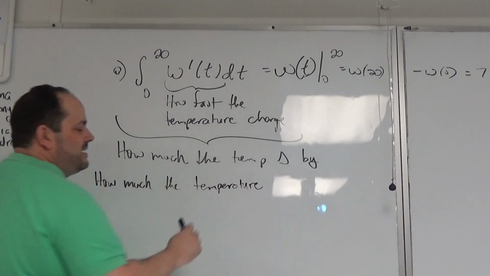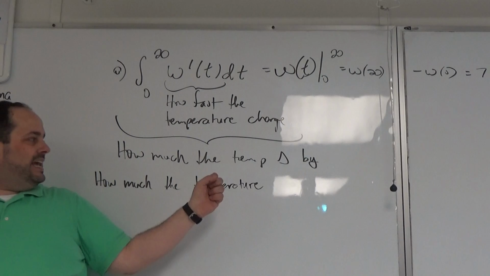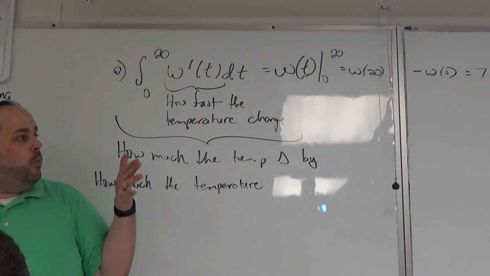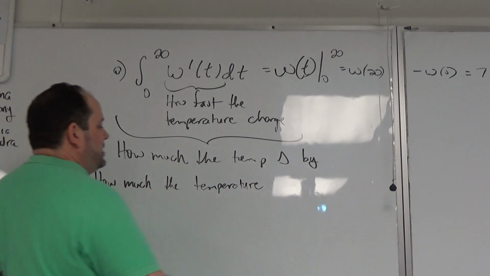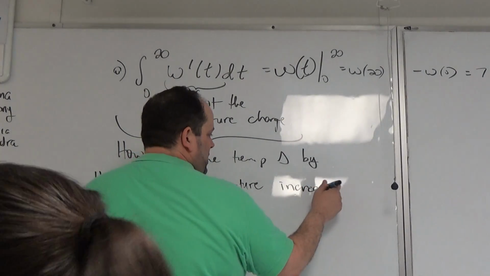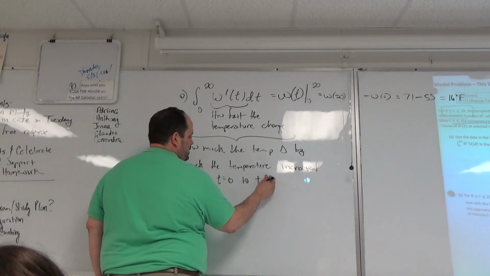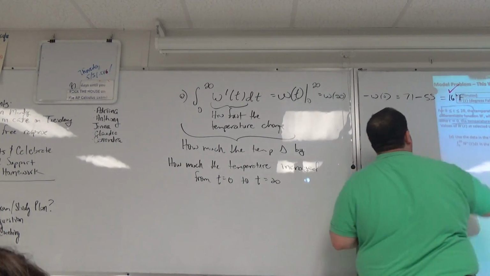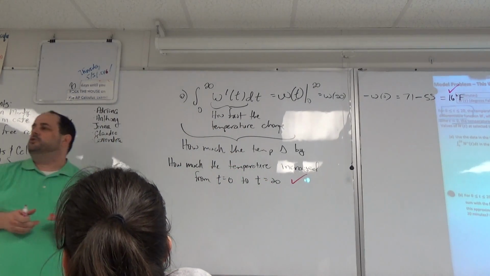I heard 2 things out there. I heard increase and I heard changed. One of them is stronger than the other one. Increase. When you just say change, it could be increase or it could be decrease. Jasmine, what did the water temperature do? It was increasing. It increased. So how much the temperature increased from T equals 0 to T equals 20. If you got the 16 degrees Fahrenheit, 1 point. If you got how much the temperature increased by from T equals 0, 2 points.